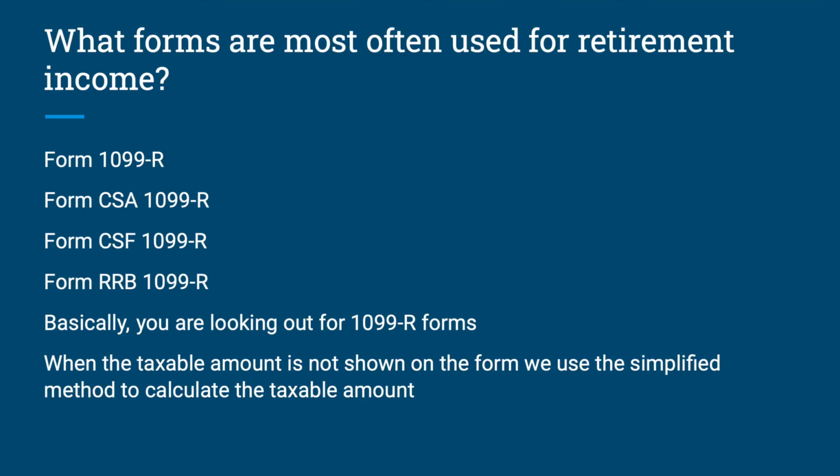And so what are some of the forms most often used for retirement income? As you can see, we have a lot of variations on the screen of 1099-R. So basically what you're looking for when it comes to retirement income are 1099-R forms. An important note when you look at a 1099-R form is that when the taxable amount is not shown on the form, we use the simplified method to calculate the taxable amount. We'll talk about that a little bit in the lecture, but there are some instructions, Publication 4012, on how to do it.